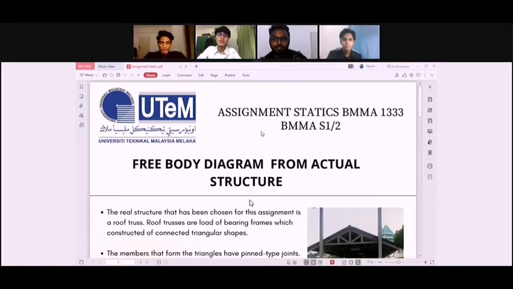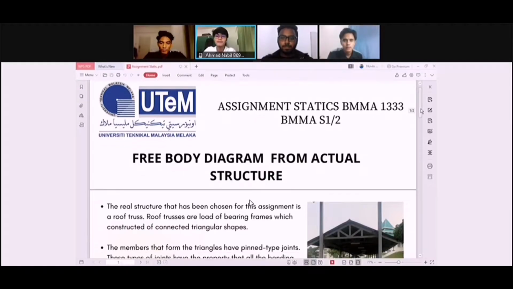present an assignment with the title Free Body Diagram from Actual Structure. Next, Ahmad and Nazirul will introduce this assignment.